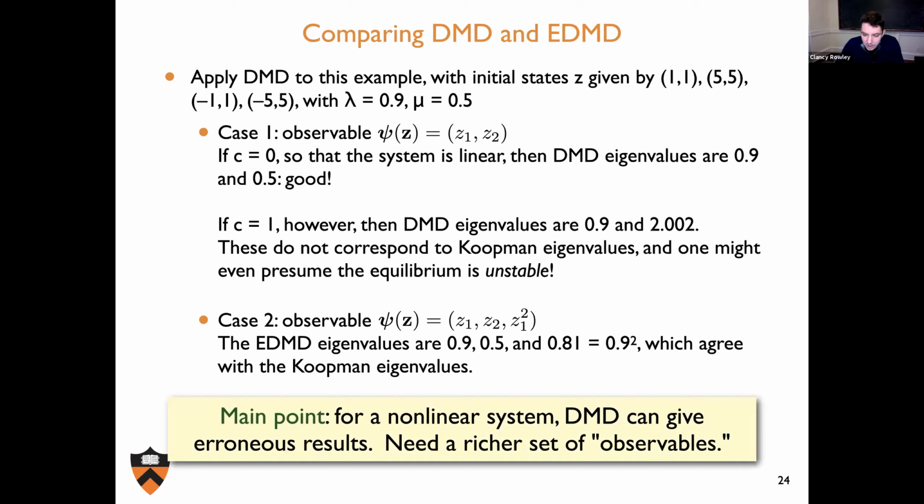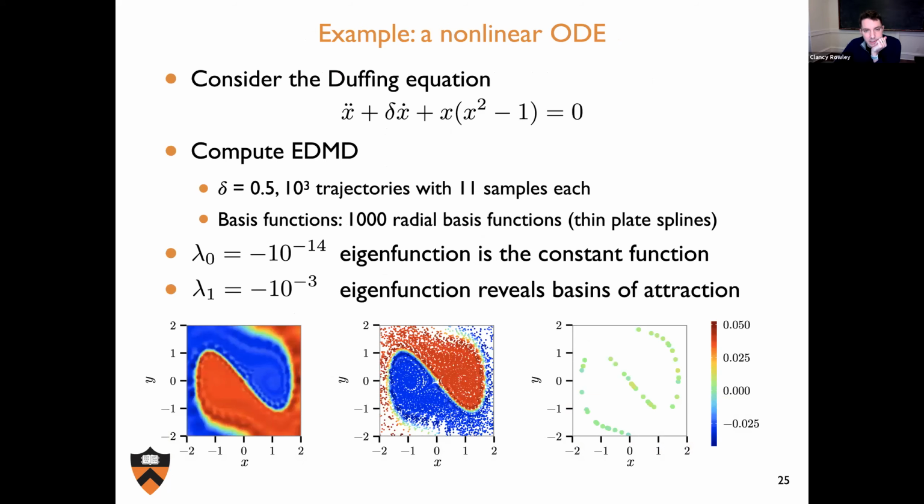So the main point is for a nonlinear system, if you do just DMD by itself, it can give erroneous results. It can give you eigenvalues that are not always corresponding to Koopman eigenvalues. And you often need a richer set of these observable functions. So let's try this out on some more interesting nonlinear systems.